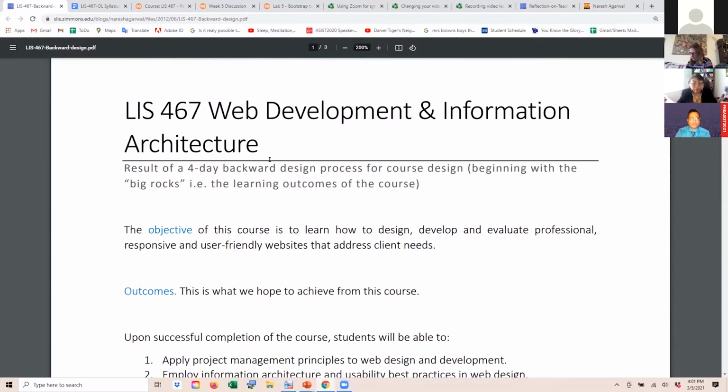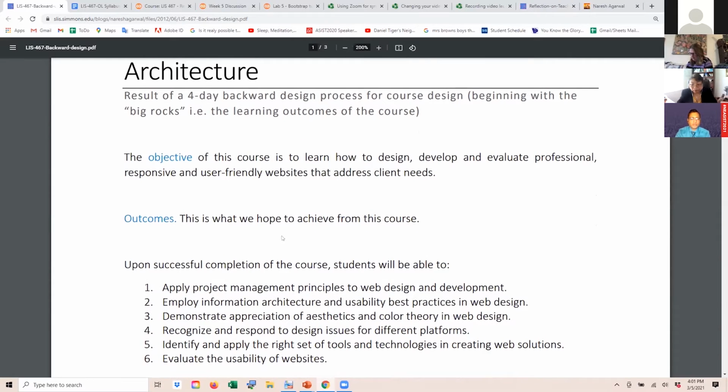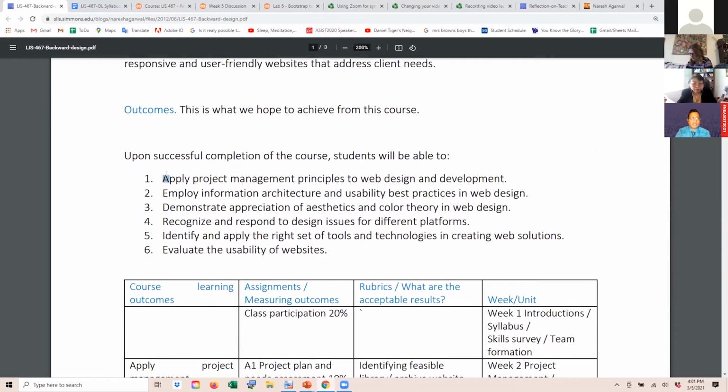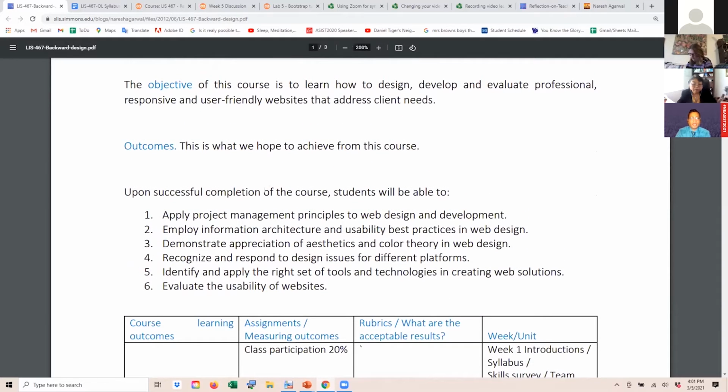So once we had those big rocks in terms of the keywords identified, the next task was to take those and to convert them into course outcomes which are measurable, and to have all of these in terms of verbs like apply, employ, demonstrate, recognize, which could again be measured in some form, and to be able to change all of them into these statements. Then I had this thing about project management, and then employing information architecture and usability best practices in web design, aesthetics and color theory, and talking about design issues, and then tools and technologies, and also being able to evaluate the usability of websites.